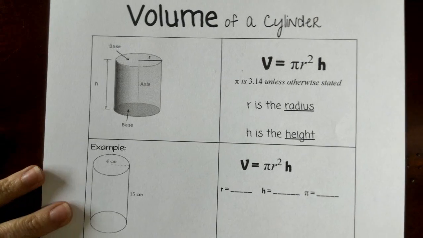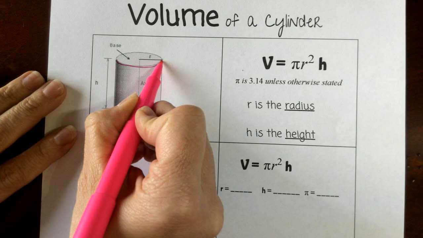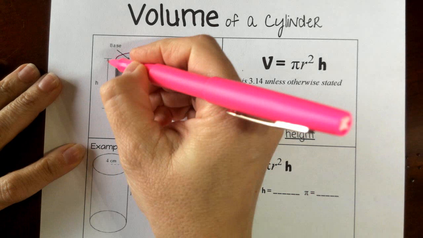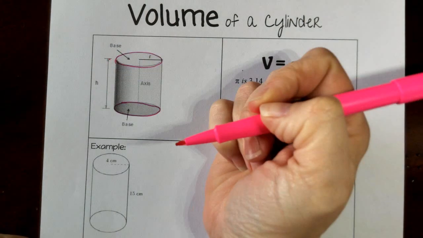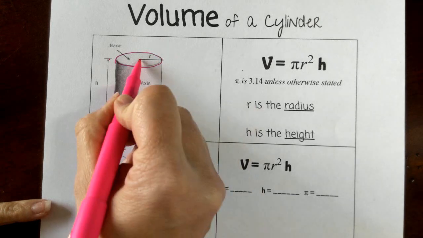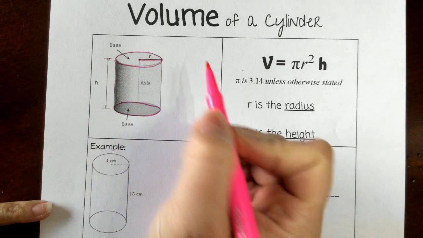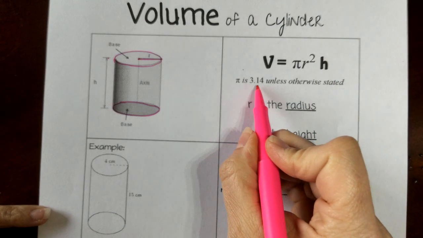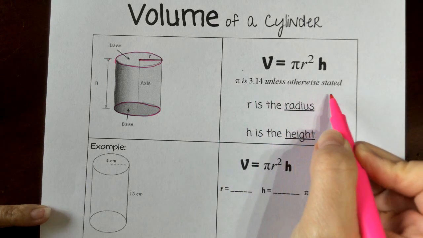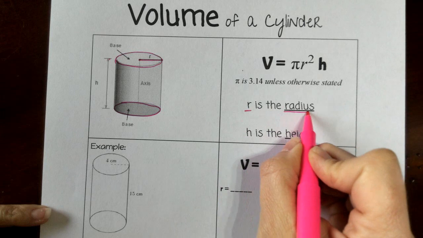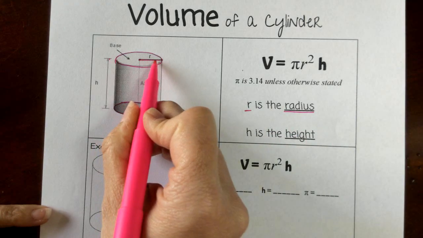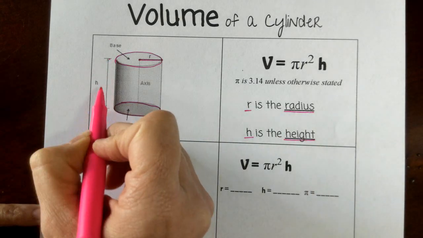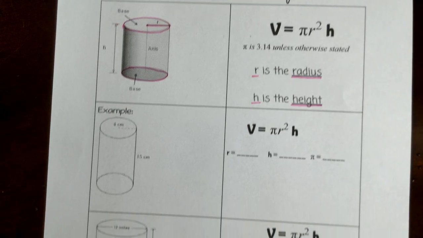Okay, so looking at a cylinder, we have two circular bases. We have the top base and we have the bottom base. The height goes from base to base. We know the radius is from the center of one of the bases to the edge, so the center of a circle to any of the edges. So pi, we're going to use 3.14 unless it's otherwise stated. R, remember, stands for the radius. That's right here. H stands for the height, and that is how tall or how high the shape is. Okay, so let's try a couple examples.